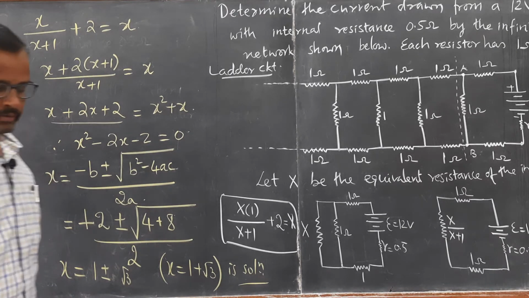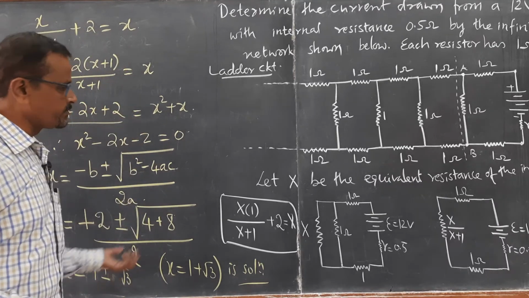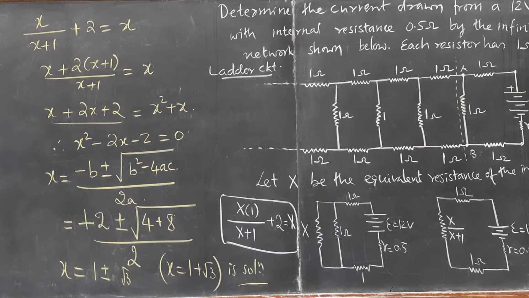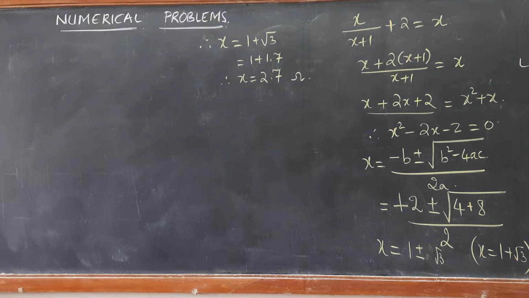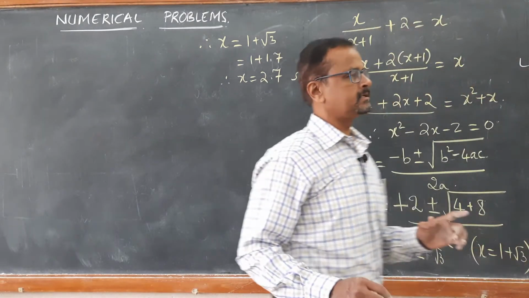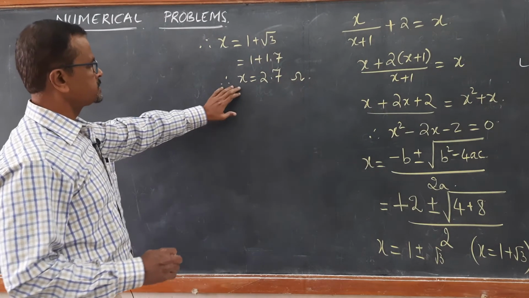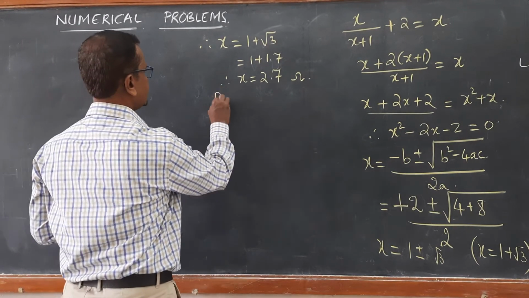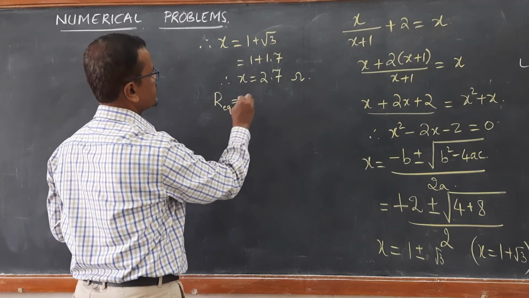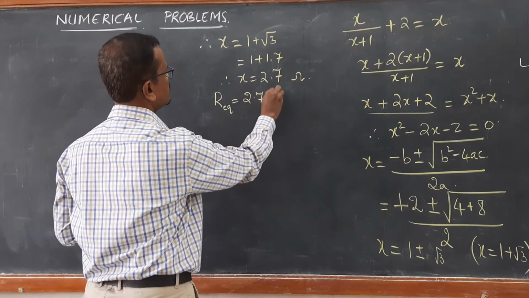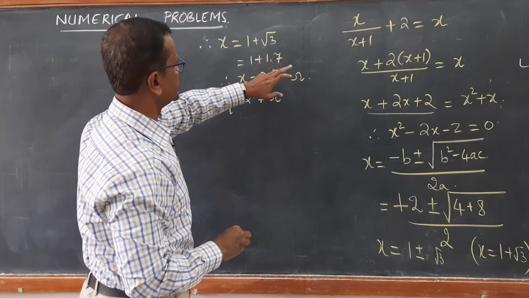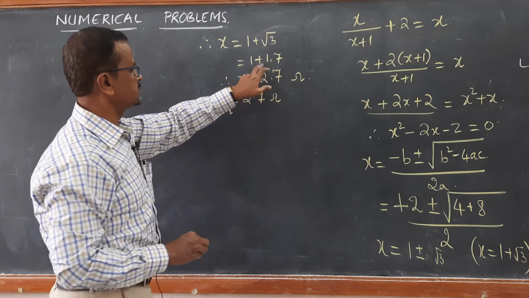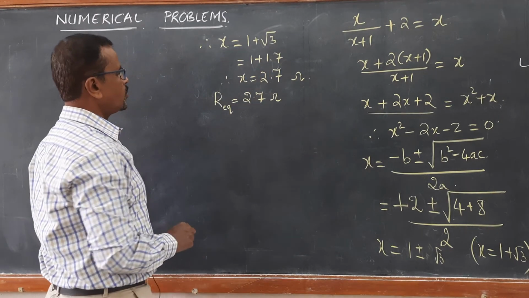Now, once we get the value of x, we can very easily calculate the current. Therefore, you can see the equivalent resistance x of the infinite ladder becomes 2.7 ohm, right? R equivalent, which we have assumed as x, becomes 2.7 ohm. 1 plus root 3, where root 3 is taken as 1.7. So, up to the first decimal, it is 1.7 plus 1, 2.7 ohm.